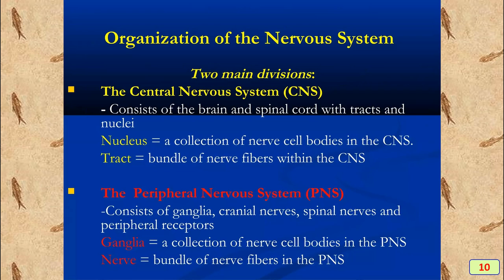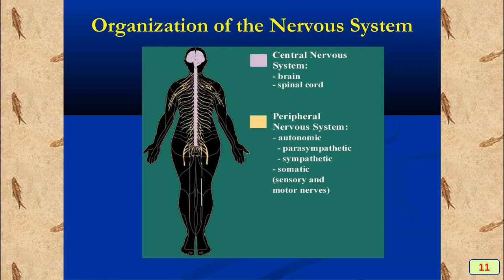Then the organization of the nervous system has two main divisions. The central nervous system consists of nuclei and tracts, mainly the brain and spinal cord. The peripheral nervous system consists of a lot of ganglia, such as paravertebral ganglia and prevertebral ganglia, along with cranial nerves, spinal nerves, and peripheral receptors. The ganglion is a collection of nerve cell bodies in the peripheral nervous system, and a nerve is a bundle of nerve fibers in the peripheral nervous system.